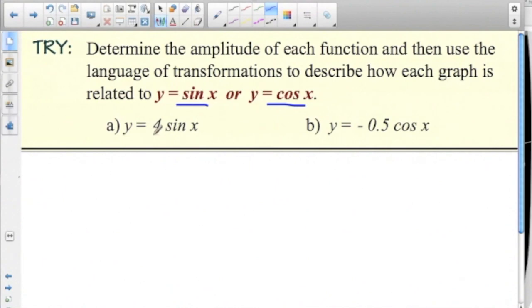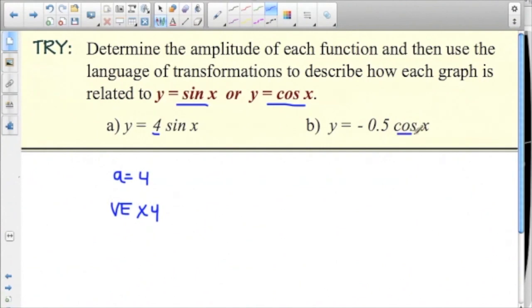Well, first of all, let's look at that. That means the amplitude, I'll call A, equals 4. So there's the amplitude, 4. Now the language means it's a vertical expansion because 4 is greater than 1. Vertical expansion by 4. Okay, so let's go over to this one.